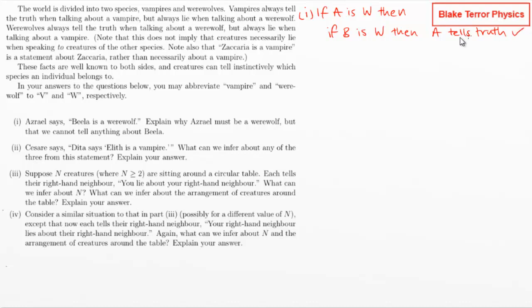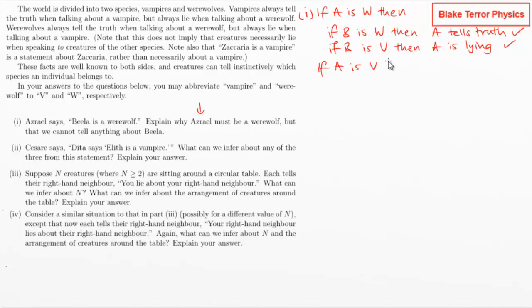So that is possible. If B is a vampire, then what have we got? A is lying because they're a werewolf talking about a vampire, so they won't be telling the truth. So that is also consistent. So that fits with the answer that A is a werewolf, but we don't know about B. Now we do the other one then.